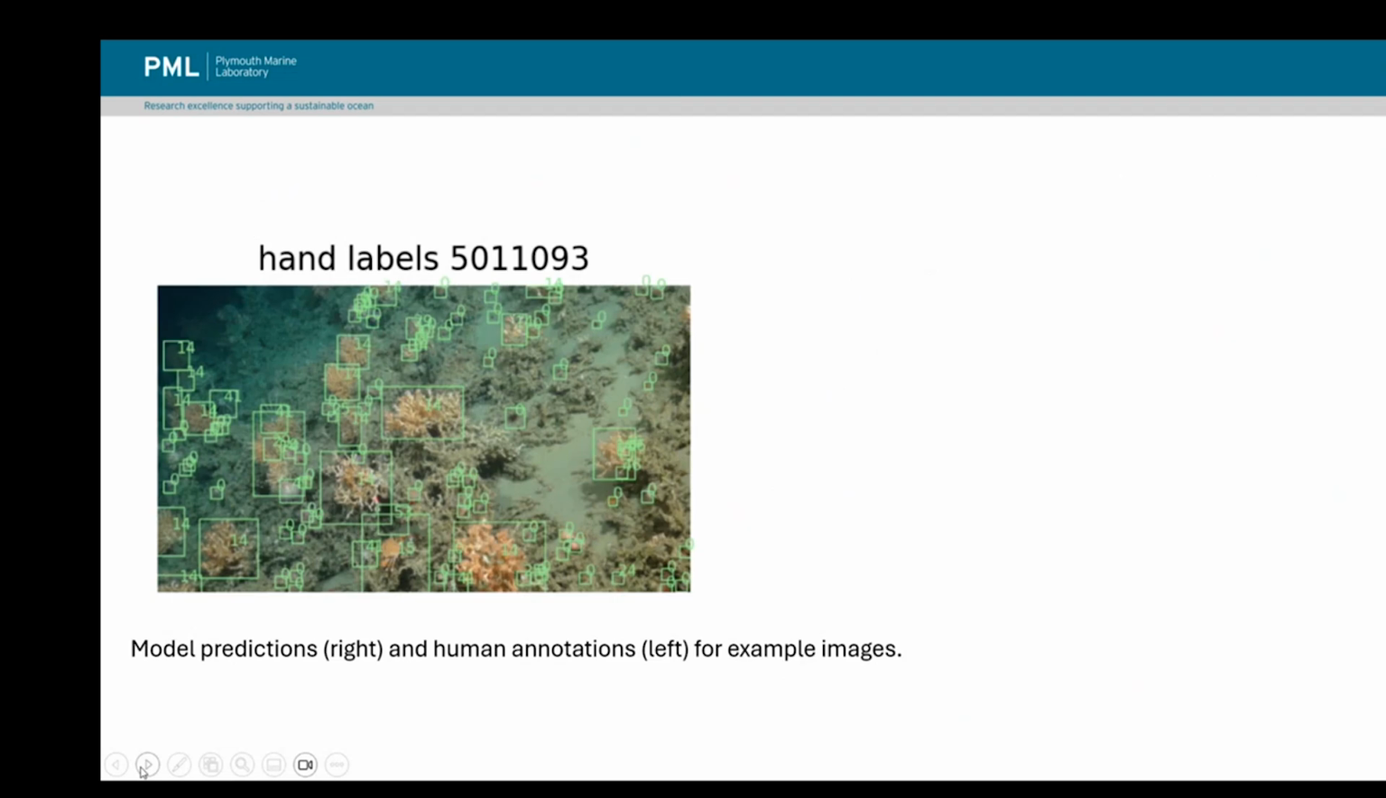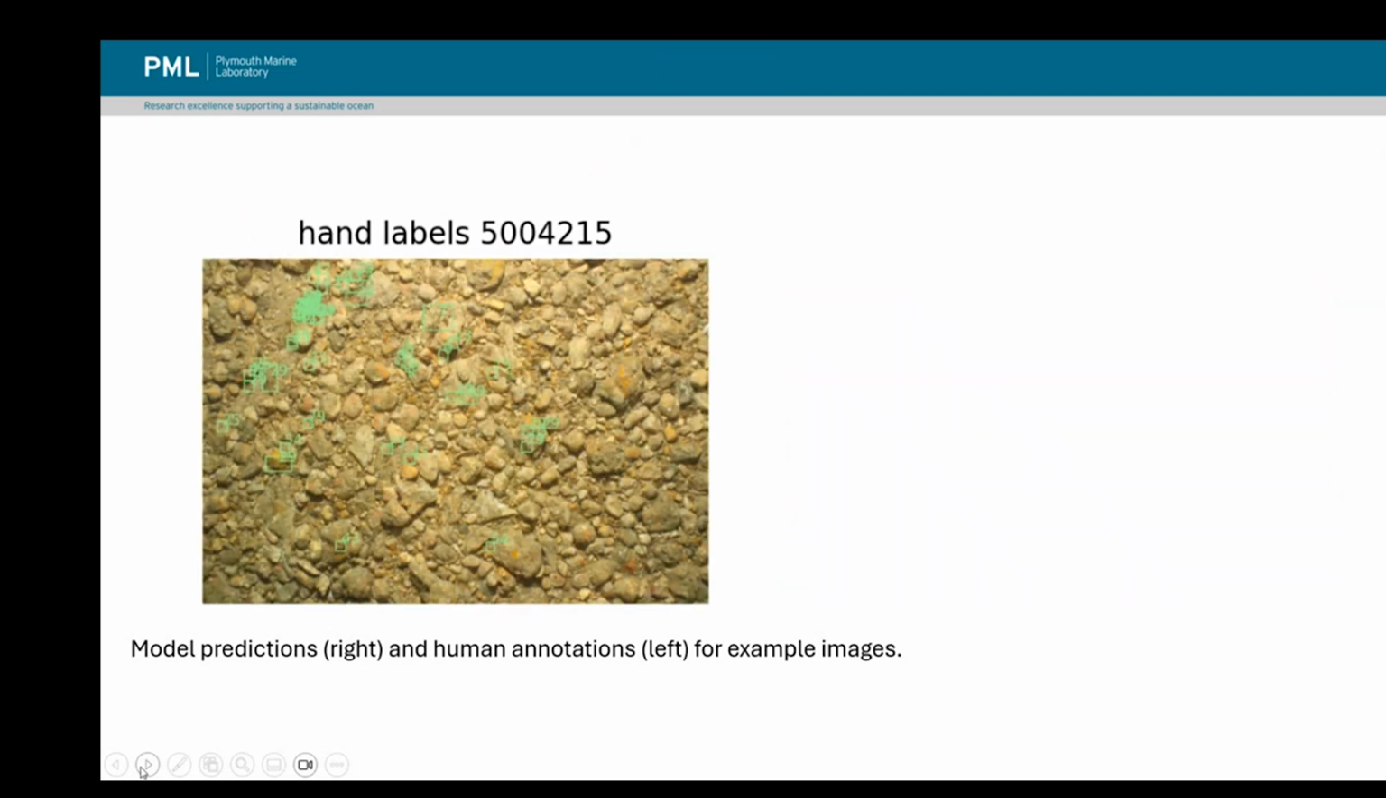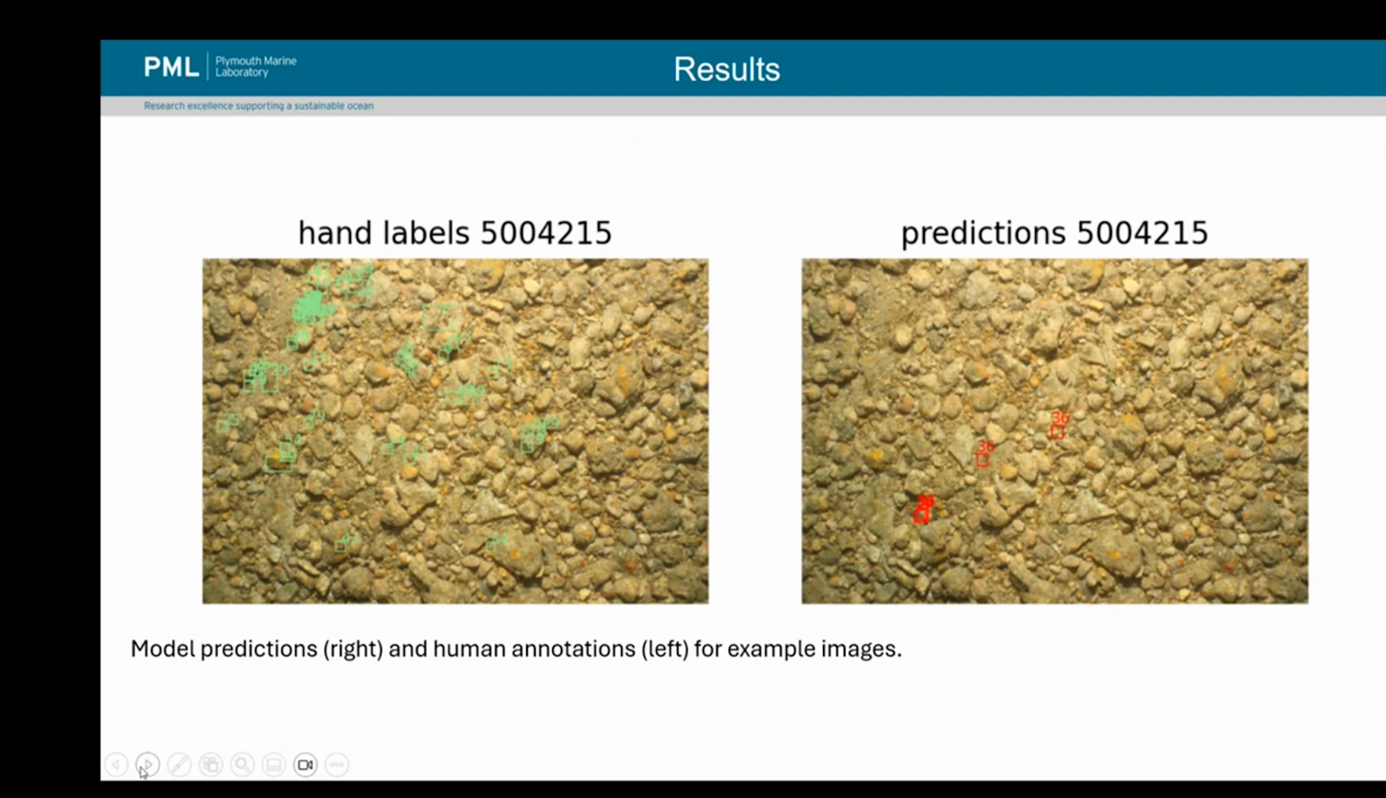If we look at the predictions coming from these models, so this is the human annotated image, and that's the prediction. So you can see how badly it's doing. It's not detecting a lot of those things. Again, this is the human annotations versus the model predictions. So lots of things being missed.